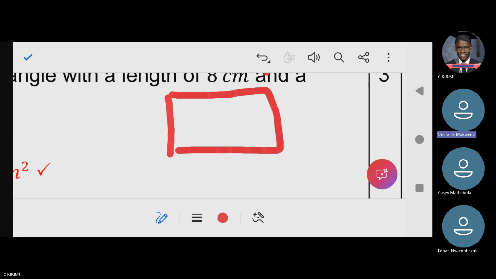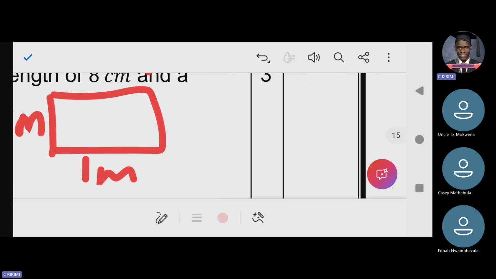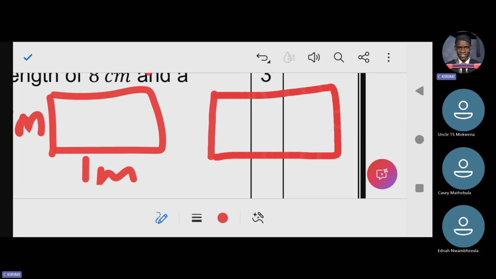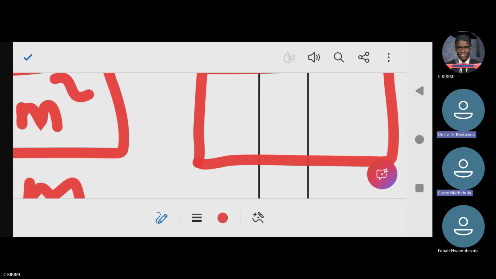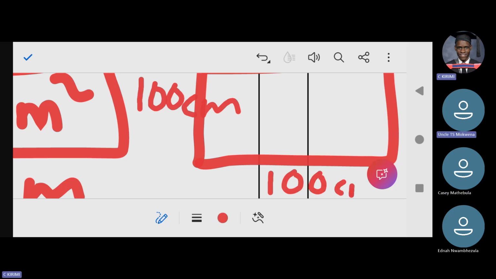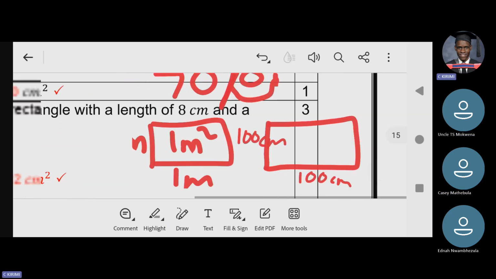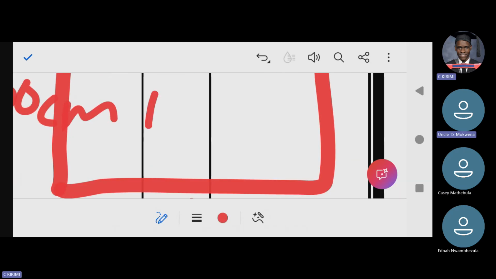So first, 1 meter. It's like this, 1 meter, 1 meter. Now you are converting those meters to centimeters. You don't memorize this. 1 meter is how many centimeters? 1 meter is not 10, but 100 centimeters. So what is 100 times 100? 10,000. Excellent. So you put your 10,000 inside, which is 10,000 square centimeters. That's where the answer is coming from.